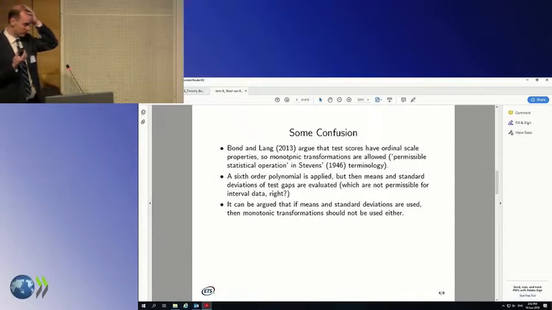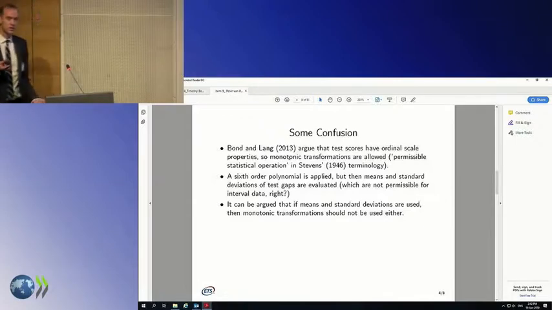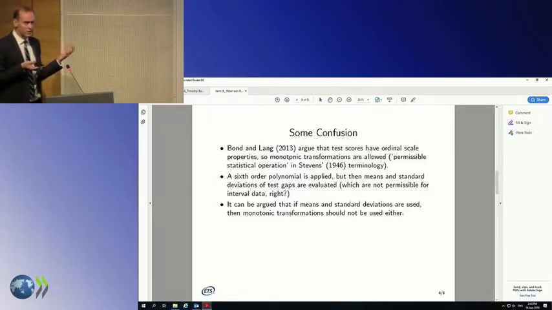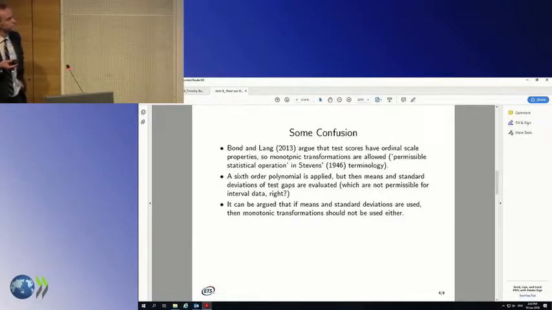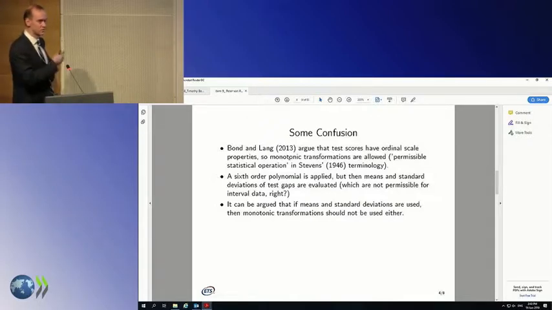of test gaps. And I thought, well, if you're looking at means and standard deviations, you treat your data as interval, because otherwise they are not meaningful. But then you get into paradoxical situations where you cannot apply a monotonic transformation if you assume that your data are interval. So I was a little bit confused about the discussion of the table in that paper with respect to the Stevens classification of nominal, ordinal, interval, and ratio data.